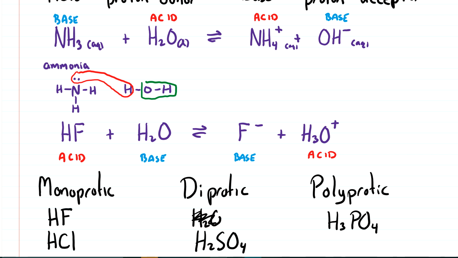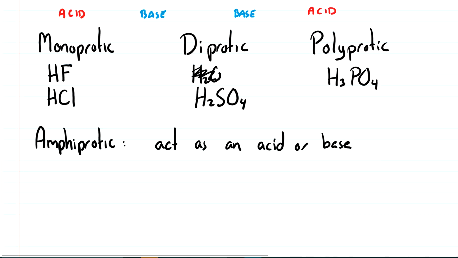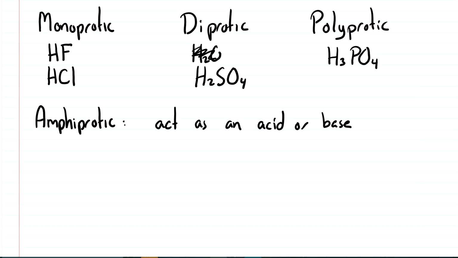If we look at the above example, we can see water in the first example, where it's reacting with ammonia, is acting as an acid. And in the second example, when it reacts with hydrofluoric acid, it acts as a base. So it can accept protons or give up protons depending on the situation. So water in this context would be classified as an amphiprotic compound. So H2O is an amphiprotic compound. If it has the ability to give protons and also accept protons, then it's classified as being amphiprotic.